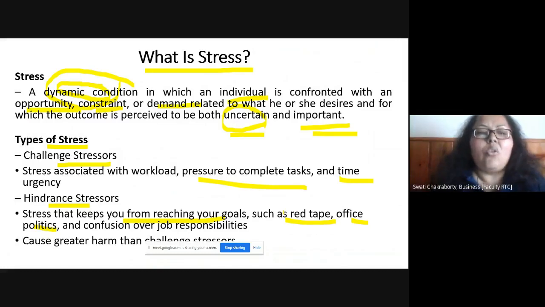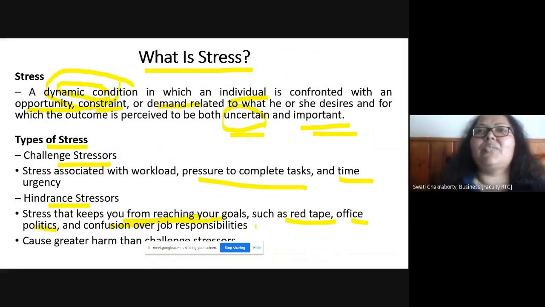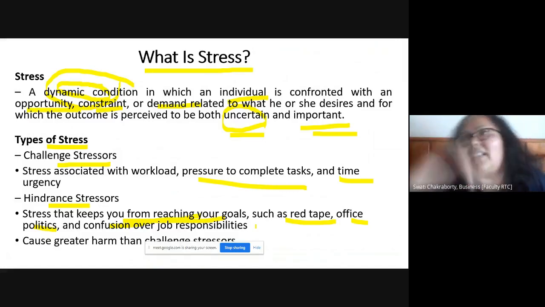Sometimes there are also problems up there at the top level where they are fighting ego problems, so it gets affected. You want to work but you cannot do your work. And of course, there is also a problem when you have confusion about job responsibilities. You have multiple bosses who are giving you instructions and you do not know what to do. You're confused. Sometimes it's yes, sometimes it's no.